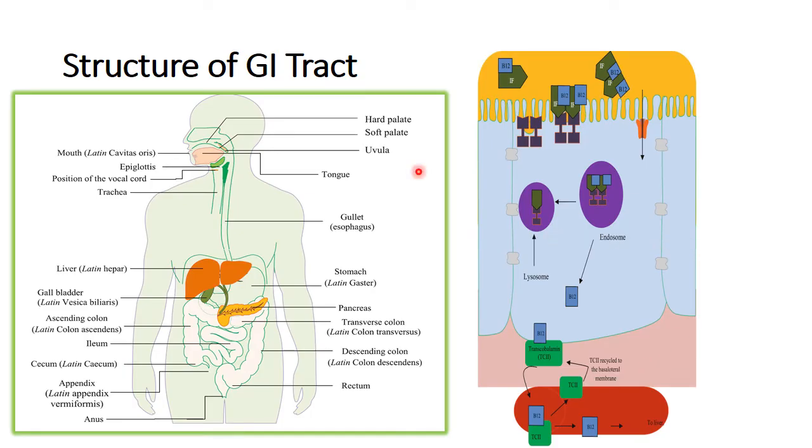So this is the structure. First, if we take B12 orally, what will happen? It combines with the protein of saliva. Then it enters into the stomach and goes into the duodenum. What happens in the duodenum? Because of pancreatic enzymes, B12 is split up from the salivary protein.